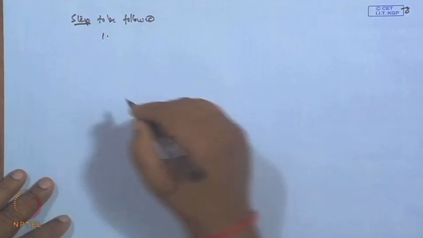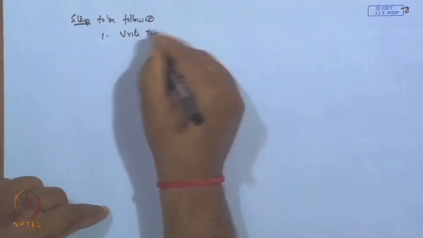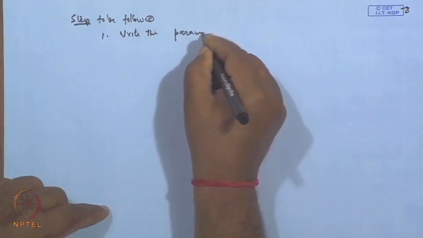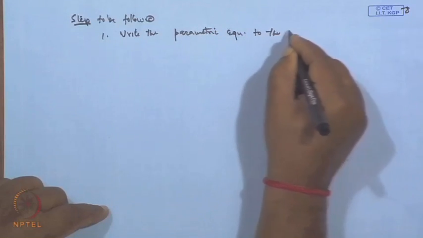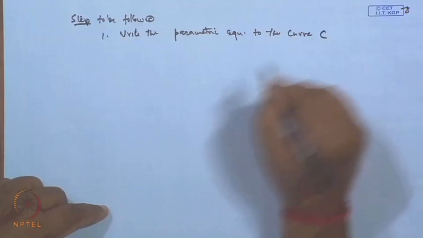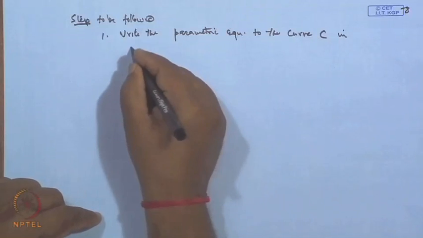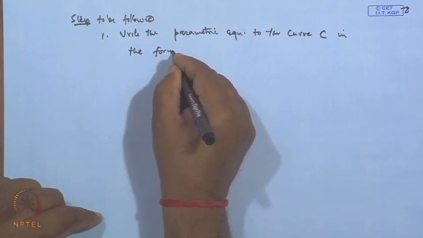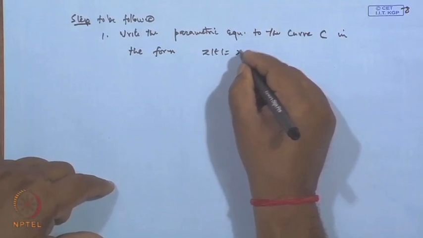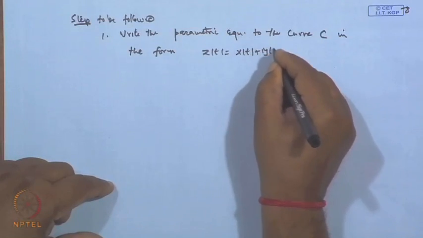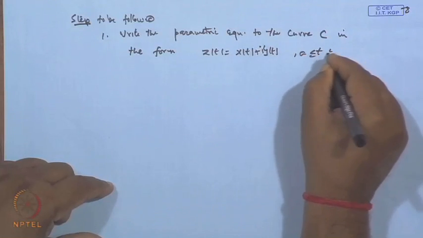Number one step is to write the parametric equation of the curve C. Write the parametric equation of the curve C in the form z(t) equal to x(t) plus i y(t), where t varies from a to b.